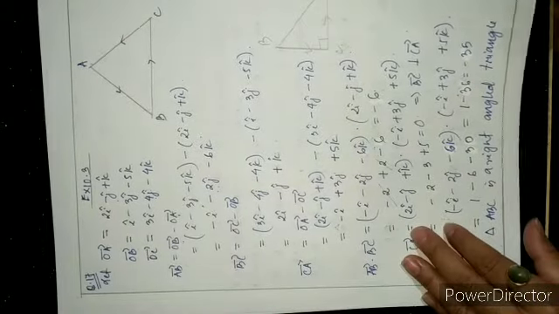Choose the correct option. There is a vector of magnitude A.